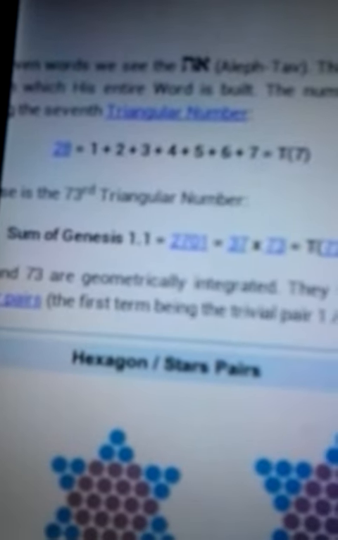Taking all the years that Adam lived, 930 years, and multiplying that, 9 times 3 times 10, actually is 270. Clearly, you can make out 2701. Same geometry of the first verse. In the first chapter, Genesis chapter 1, verse 1, 2701. Sum of Genesis 1:1 equals 2701. Here I'm showing you from online.